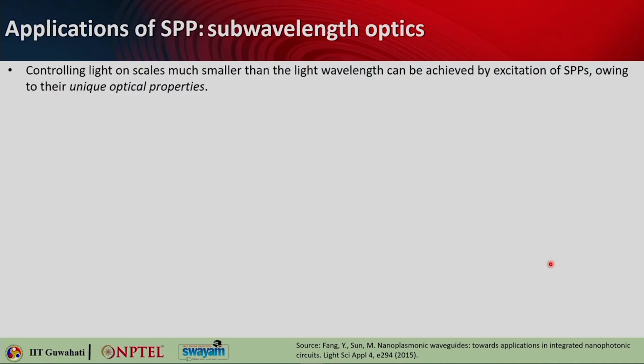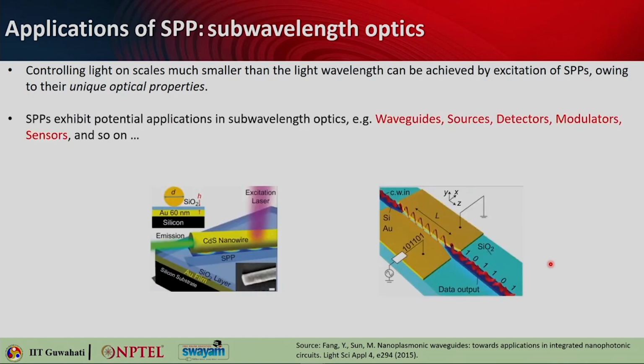Now, let us look into some applications of SPP. First, sub-wavelength optics. Controlling light on scales much smaller than the light wavelength can be achieved by excitation of SPPs. That is the reason why people have moved to plasmonics: it allows us to break the fundamental diffraction limit of light and get a much smaller wavelength at a given frequency.